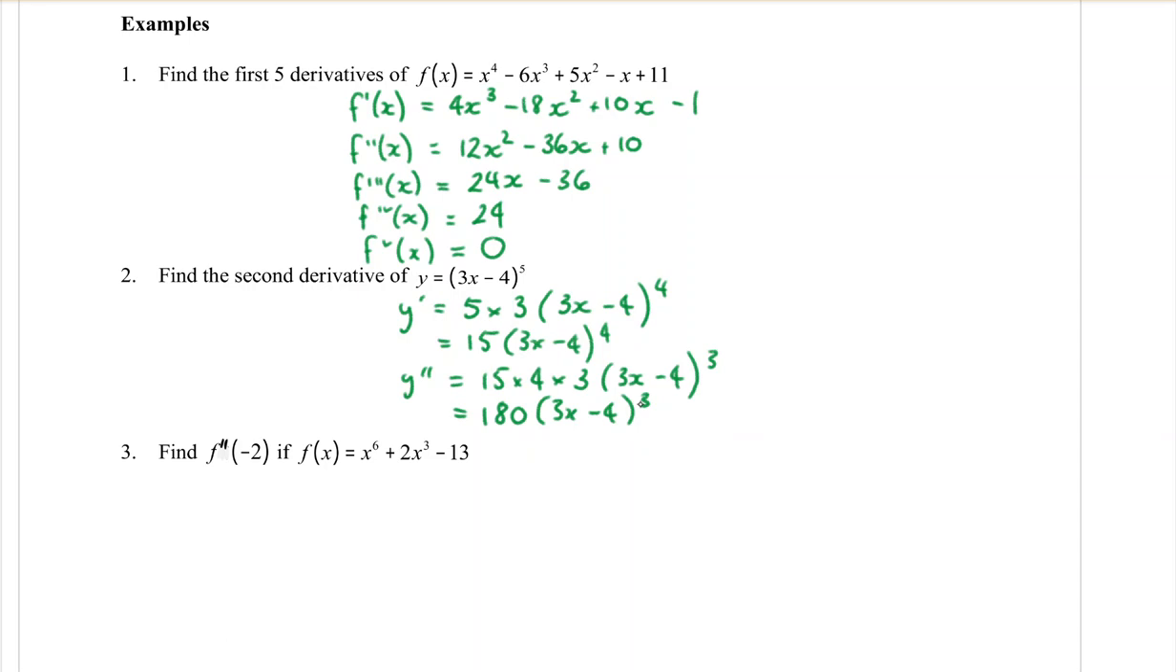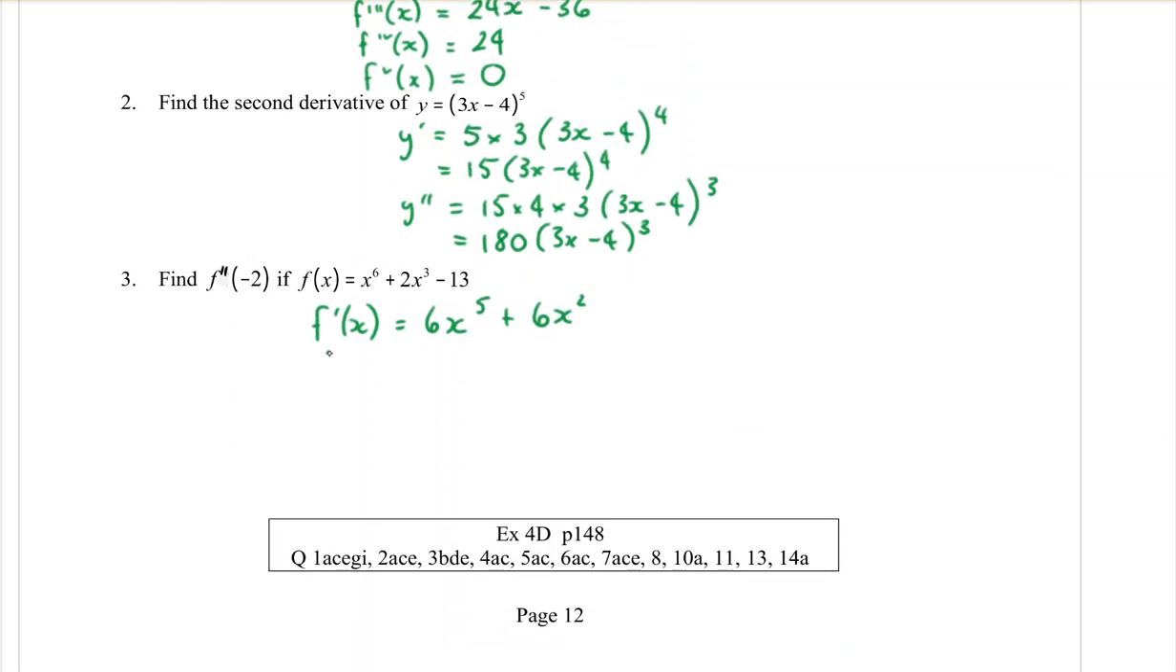Okay, so let's find our second derivative. F dash x equals, bring the 6 down, subtract 1 from the power. Next term, bring the 3 down and multiply it with the 2, subtract 1 from the power, and the constant will disappear. Second derivative, bring the 5 down and multiply it with the 6, so 30x, subtract 1 from the power. Second term, 2 times 6 is 12, subtract 1 from the power is x.